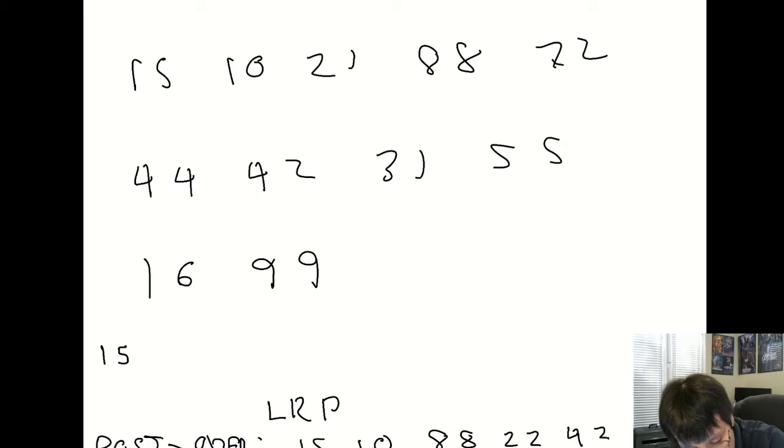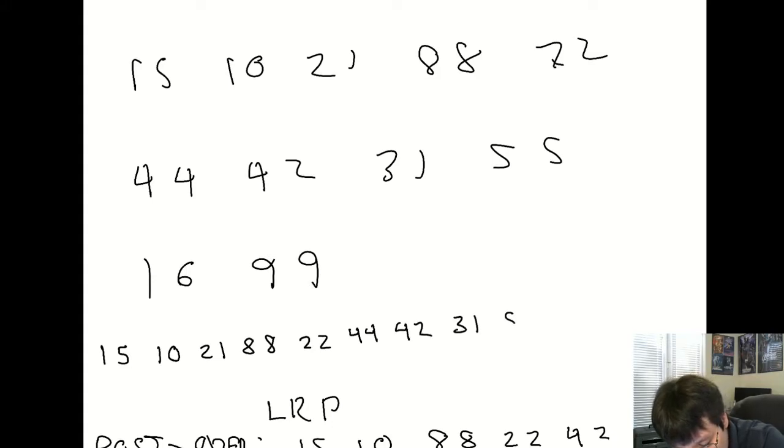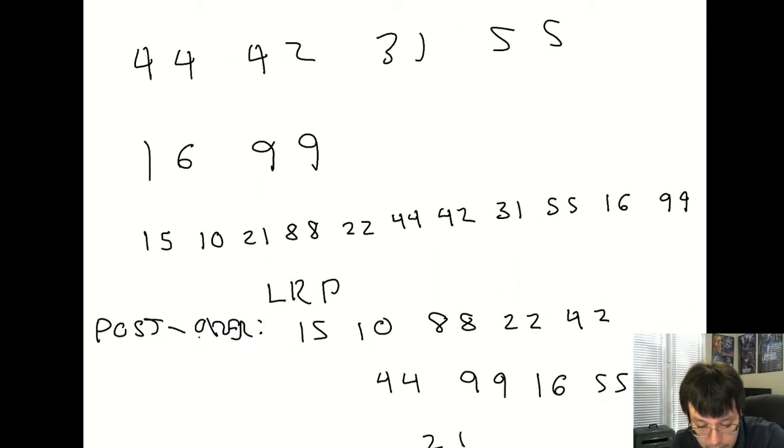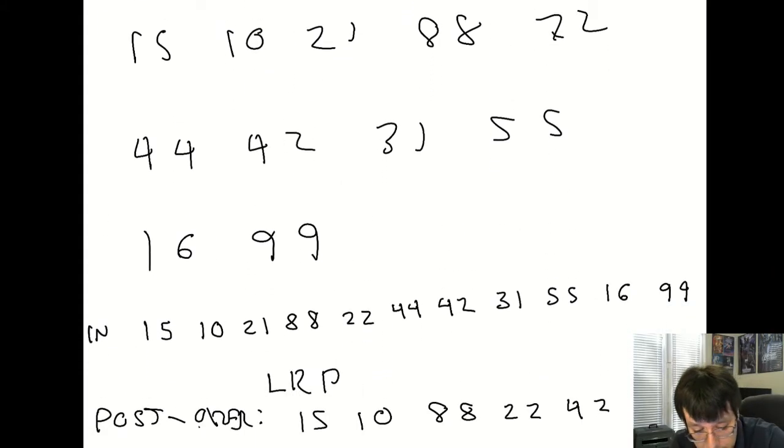So that's 15, 10, 21, 88. To not get confused, I made them all double-digit numbers just to avoid us getting confused between them. Obviously the computer doesn't get confused because it can just separate them. But yeah, okay. So this one is going to be the in-order.